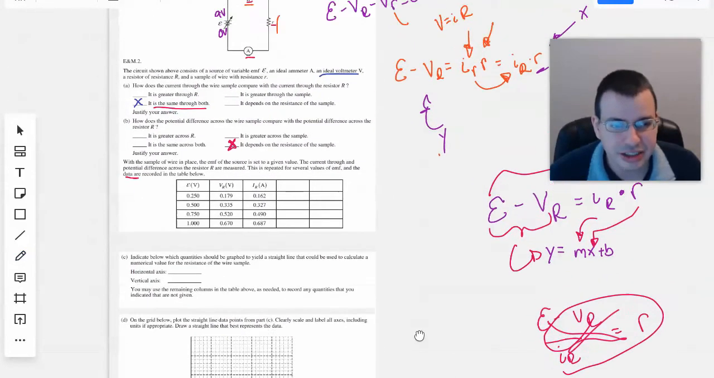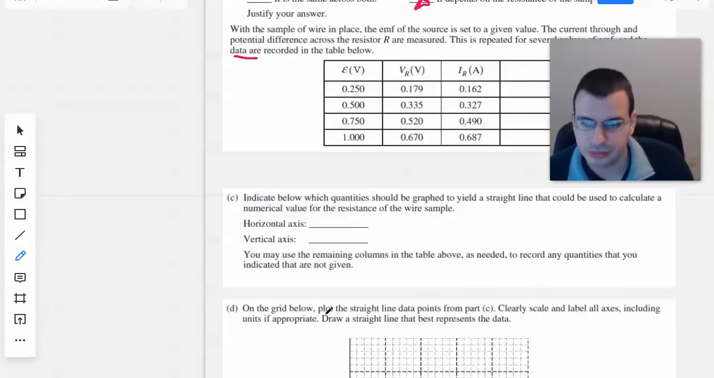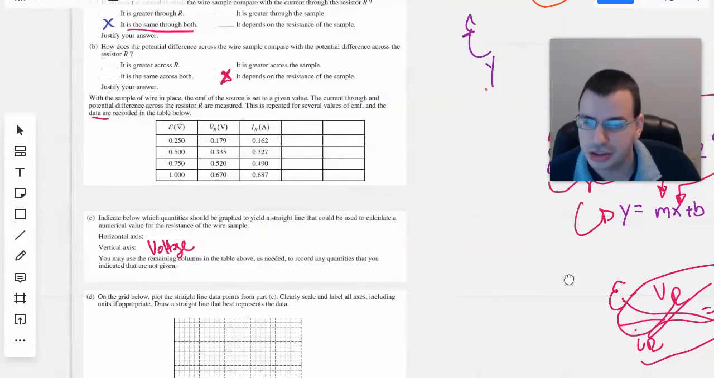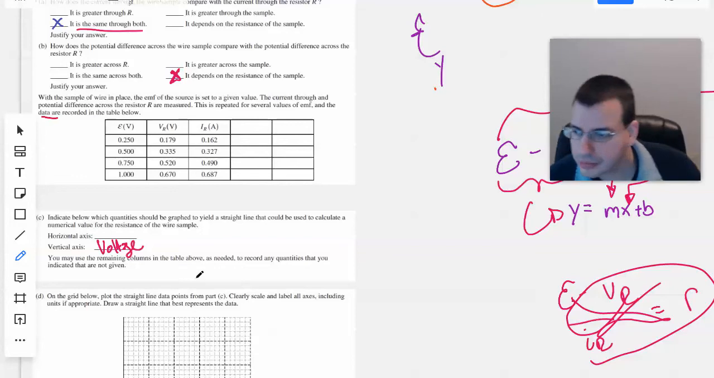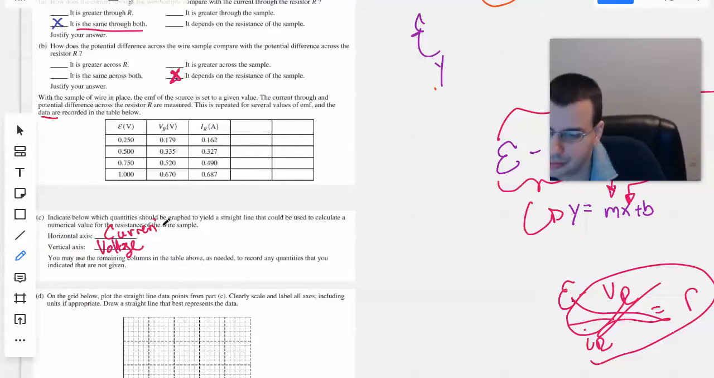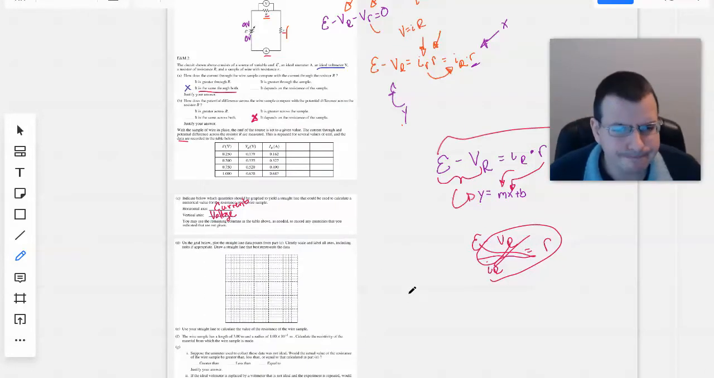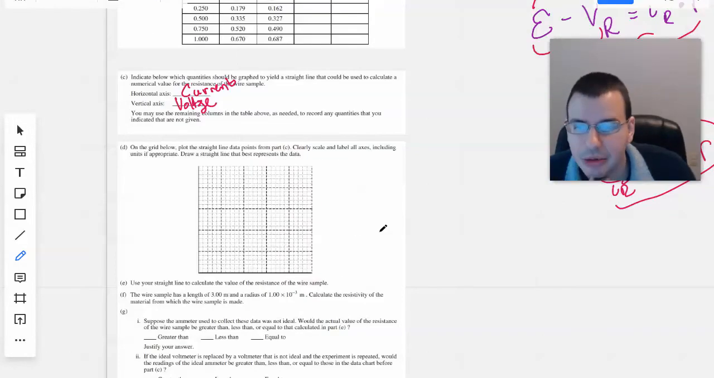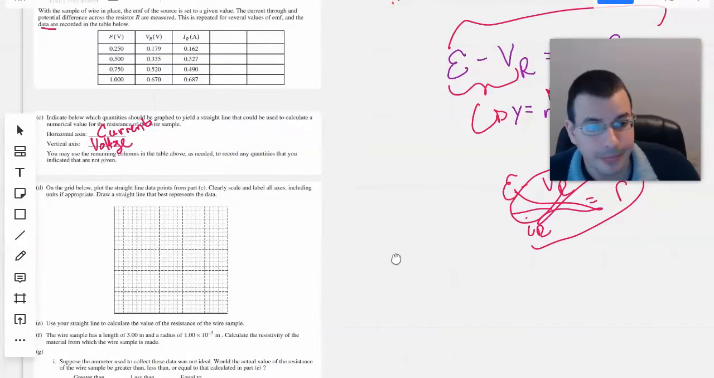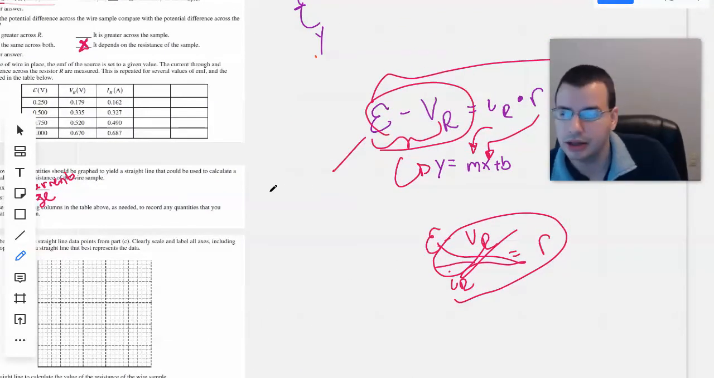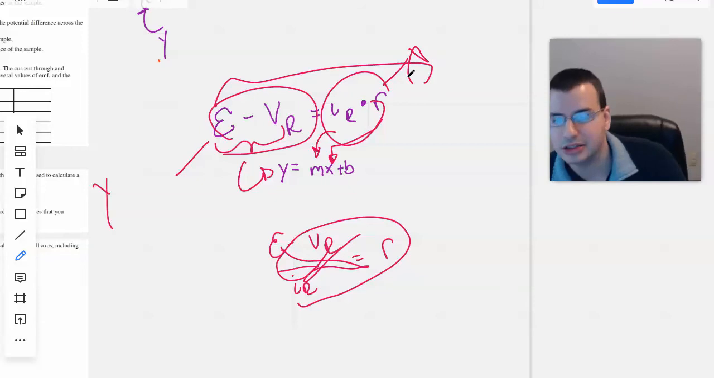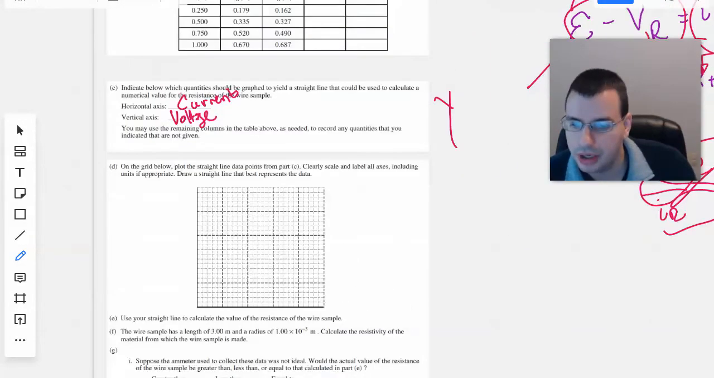So I'm going to say that my y-axis is voltage. And the horizontal axis is indicated: this current should be graphed to yield a straight line that could be used to calculate a numerical resistance for the sample. And the horizontal axis will be current. On the grid below, plot the straight line data, clearly scale and label all axes, including units if appropriate. Draw a straight line. Okay, so now I'm going to take this. This will be my y-axis. Did I say that? Yes. And this will be my x-axis. I will plot it real quick and then be right back.